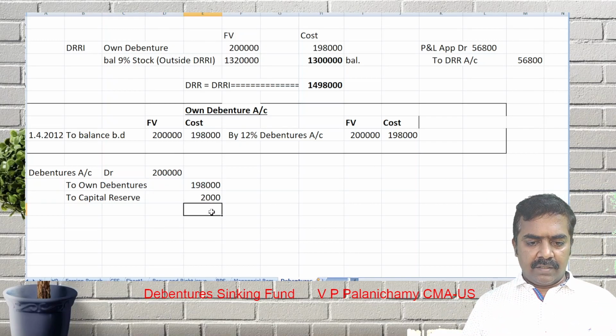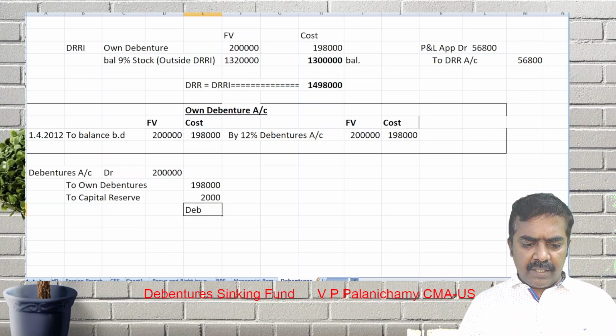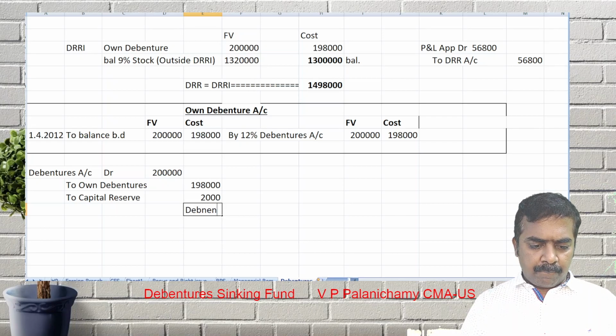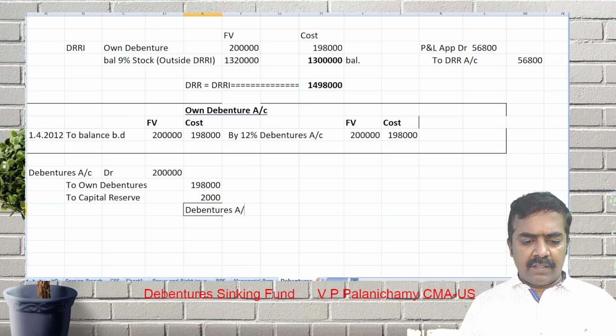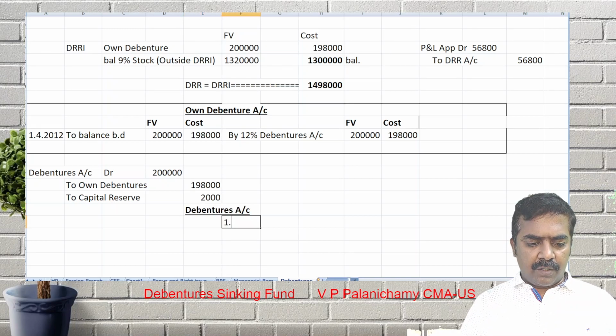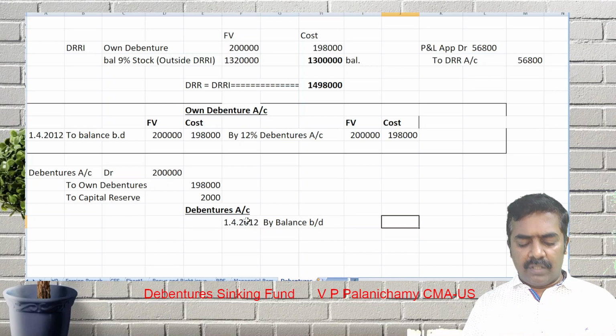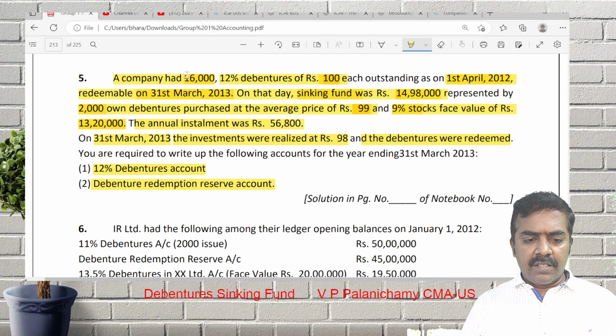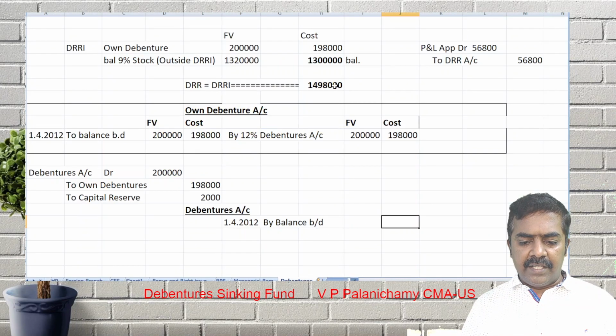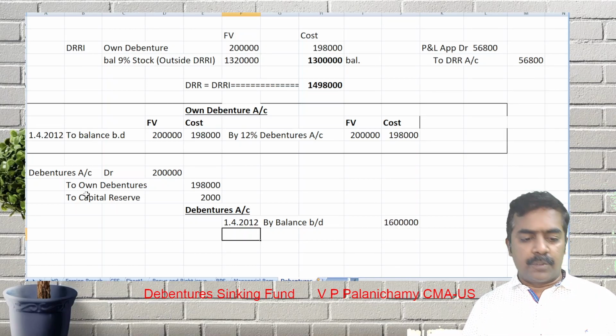Next. Wait பண்ணுங்க 1 minute wait பண்ணுங்க, then you can copy. இப்போ debentures account create பண்ணா, debentures account prepare பண்ணா, by balance brought down 1/4/2012. By balance brought down இருக்கும். Debentures ஓட face value எவ்வளவு இருக்கு பாருங்க. 16,000 debentures of 100 each எவ்வளவு வரும்? 16 lakhs. இந்த own debentures cancellation எப்படி post பண்ணுவீங்க?